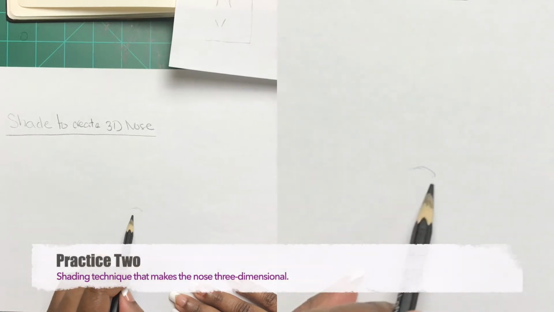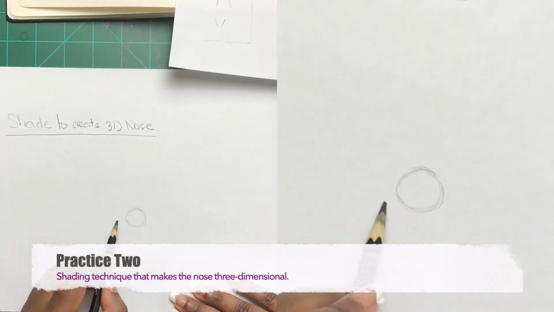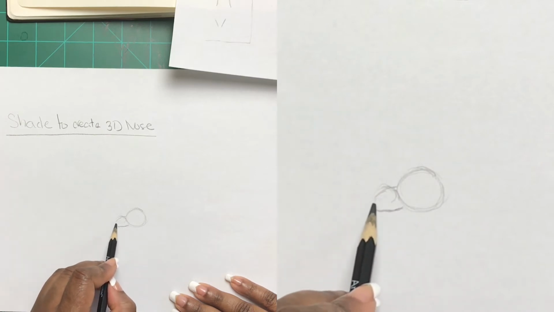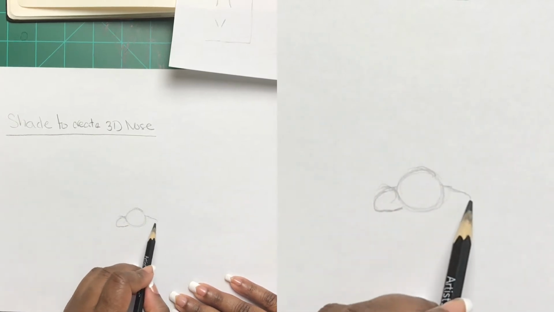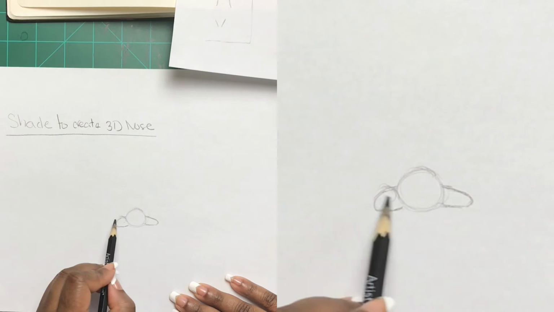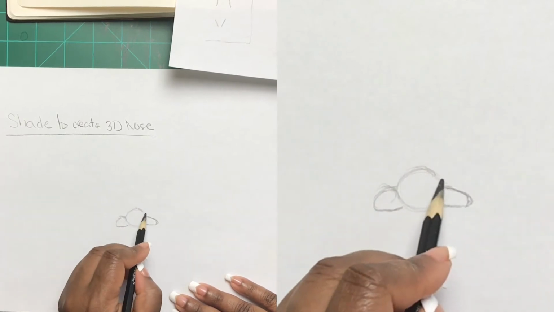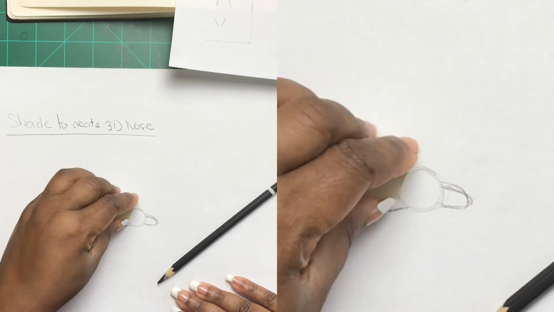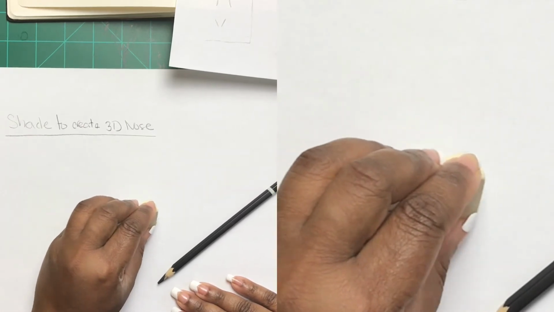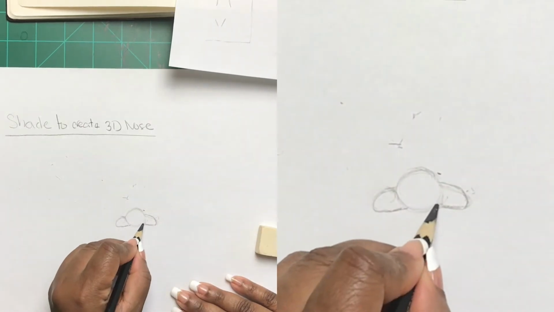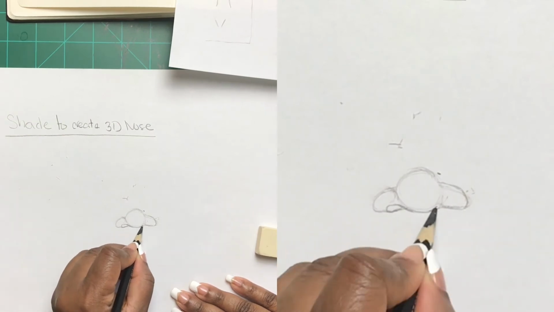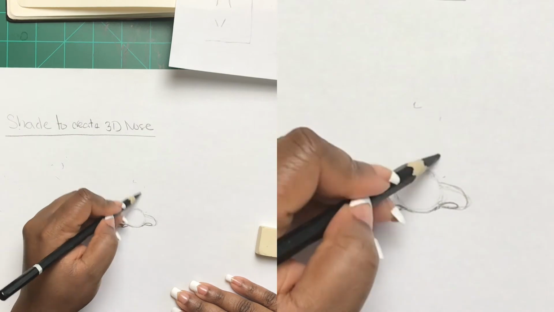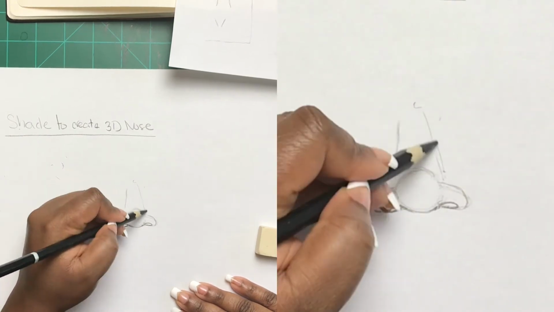Now that we've practiced shapes, now we're going to focus on shading. Shading is what is going to make the nose three-dimensional. So remember what we've learned in the first practice, which is we're going to create the center circle, and then the two circles on the side, which is really kind of like a triangle shape or an oval shape. Then we will create the loops to create the appearance of the nostrils, and then we will create the bridge.